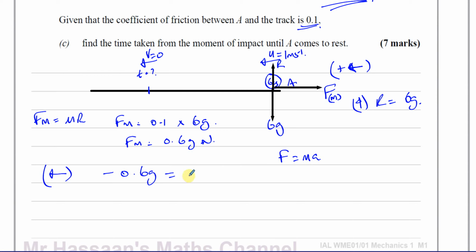So it's minus 0.6g is equal to 6 times a. Therefore, a is equal to, if you divide both sides by 6, negative 0.1 times g. So that's the acceleration. I'll leave it in this form, minus 0.1g.